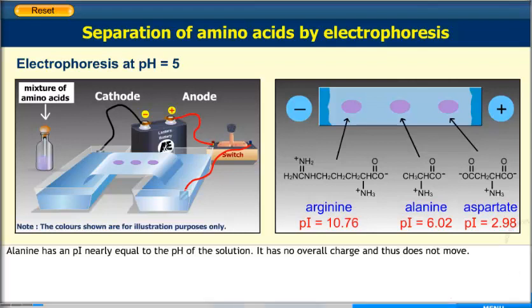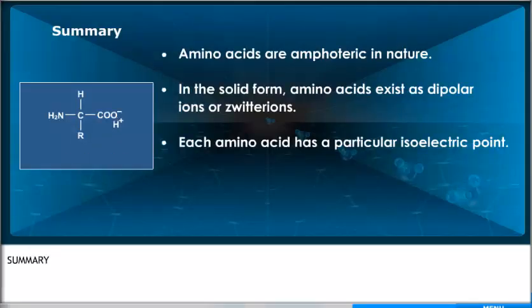Alanine has an isoelectric point nearly equal to the pH of the solution. It has no overall charge and thus does not move. Summary. Amino acids are amphoteric in nature. In the solid form, amino acids exist as dipolar ions or Zwitterions. Each amino acid has a particular isoelectric point.